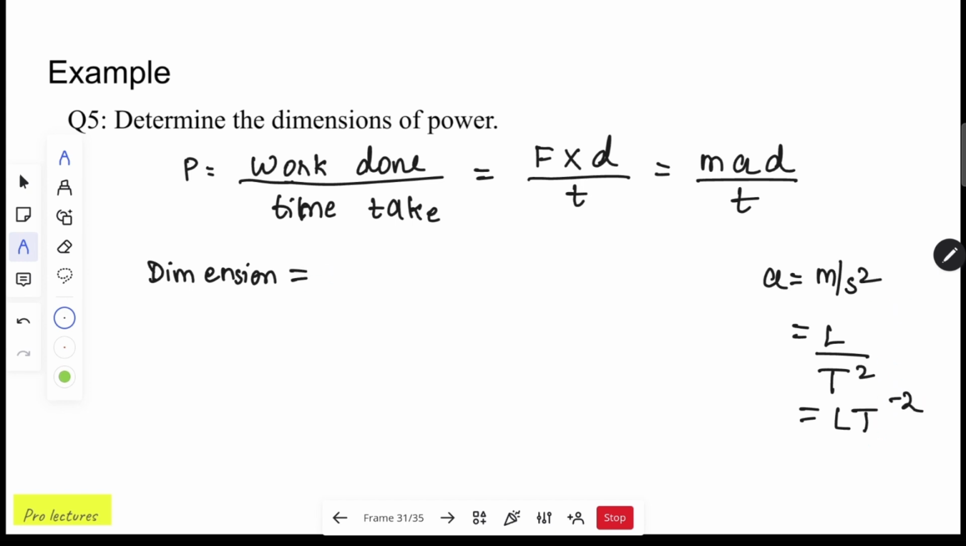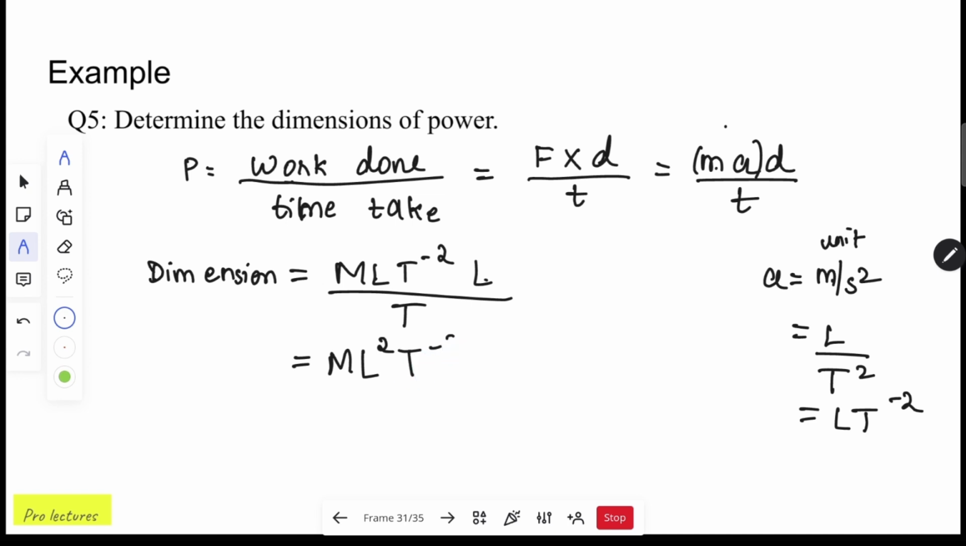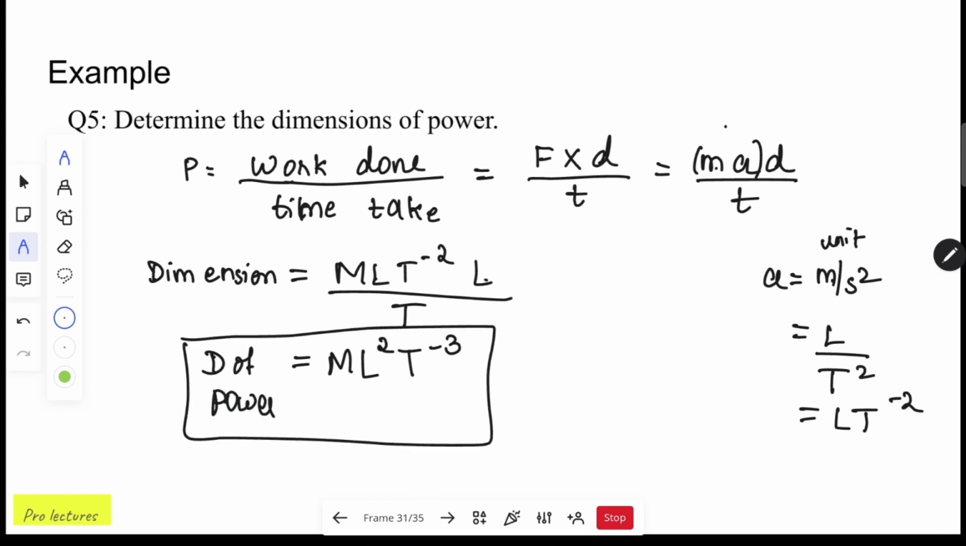Here I'm speaking about unit, and here I'm speaking about the components. So force is equal to mass into acceleration. Dimension of mass is M, dimension of acceleration is L into t power minus 2, dimension of distance is L, dimension of time is t. So in total, the dimension of power is M L square t power minus 3. Isn't calculating dimension easy?